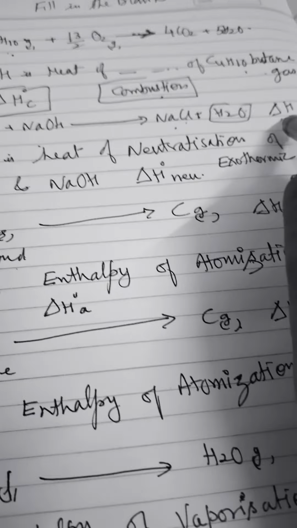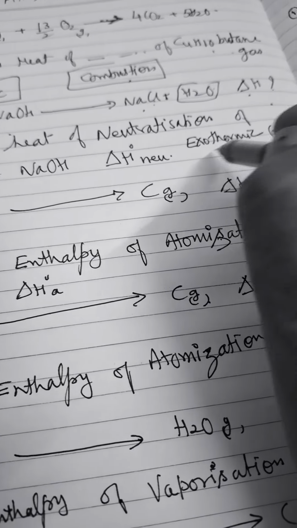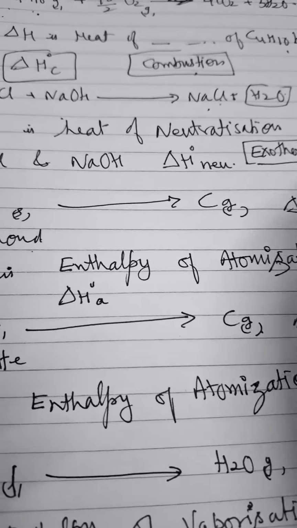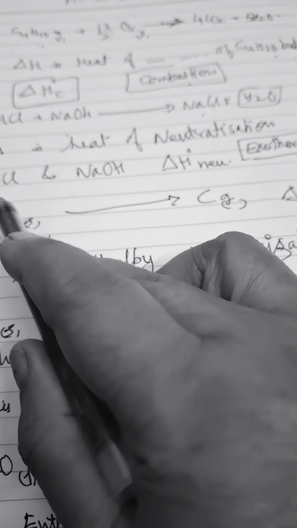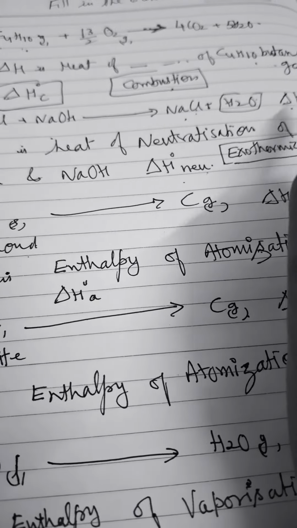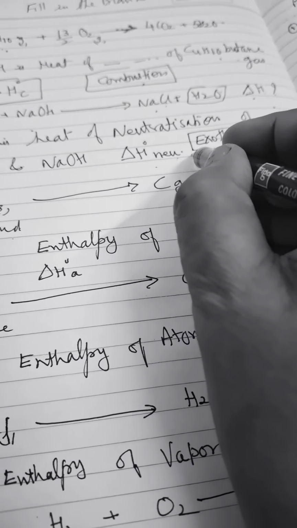So the enthalpy change is always exothermic. It is written as a negative delta H value. Okay, and it has a fixed value. So delta H is the heat of neutralization, HCl plus NaOH. It is exothermic, written with a negative sign.